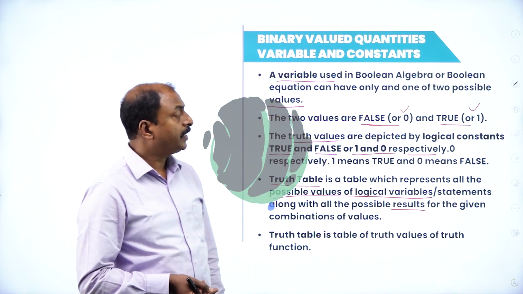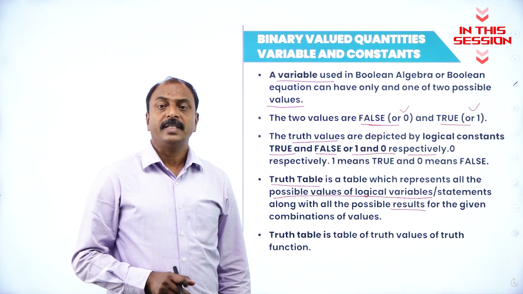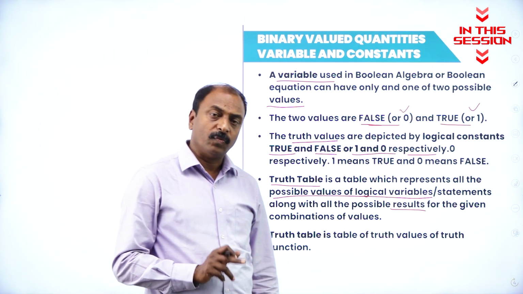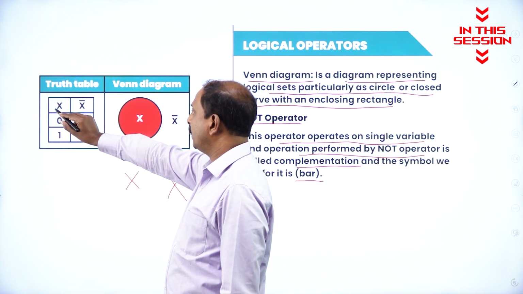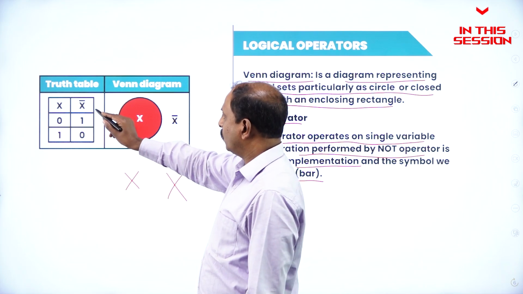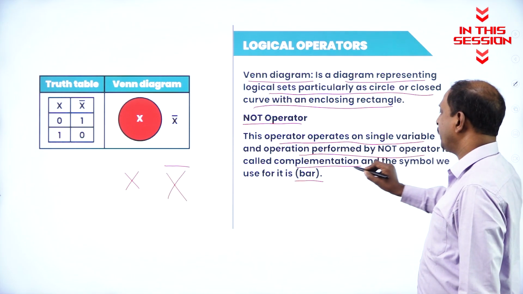It is a statement, or it is a variable, or it is an argument. It has two possible values, either of the two possible values, 0 and 1. This NOT operator takes only one input and gives only one output. The output is called complementation.